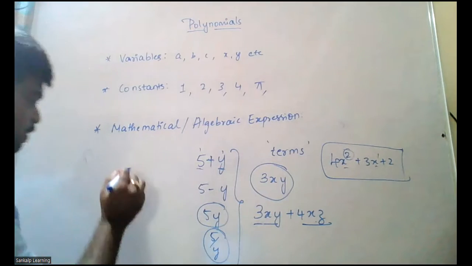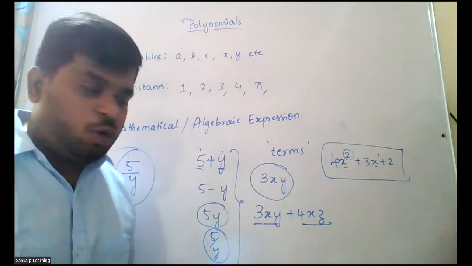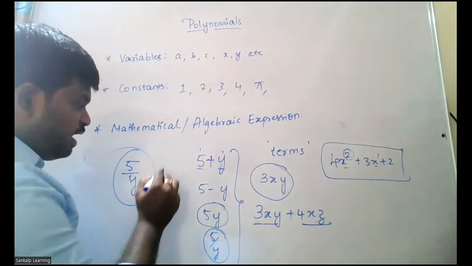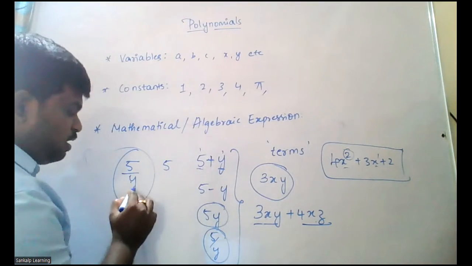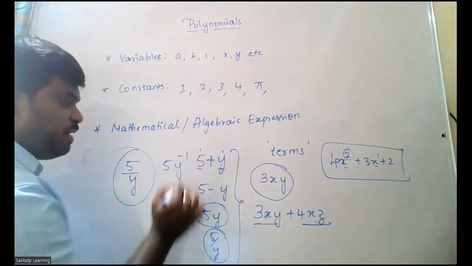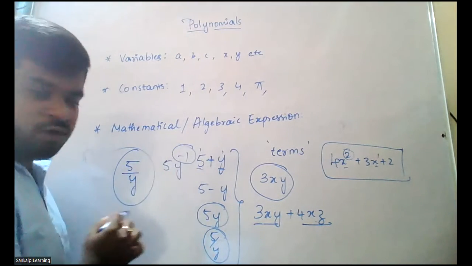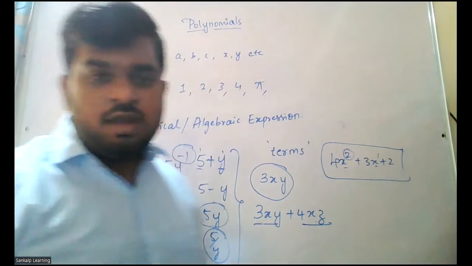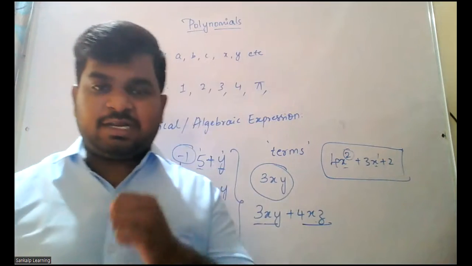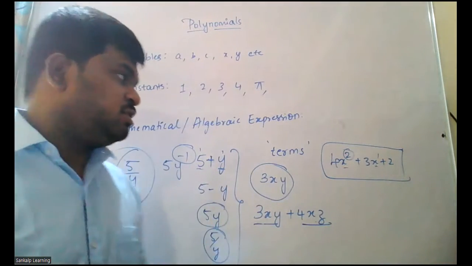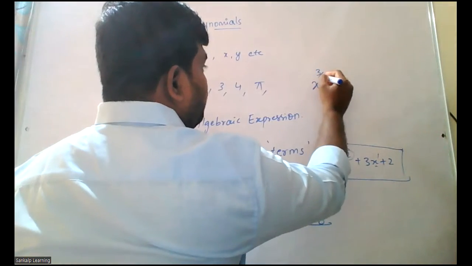Whereas I've written an example here, 5 by y. Is this a polynomial? No, because the variable involved is y. If you get it to the numerator, usually the variables will be in the numerator. If you get it to the numerator, it becomes y power minus 1, isn't it? So here, the power that we have got for the variable is a negative number, which is not a whole number. Whole numbers start from 0, 1, 2, 3, and don't have negatives or fractions. Let's take another example, x to the power of 3 by 2 plus 5.